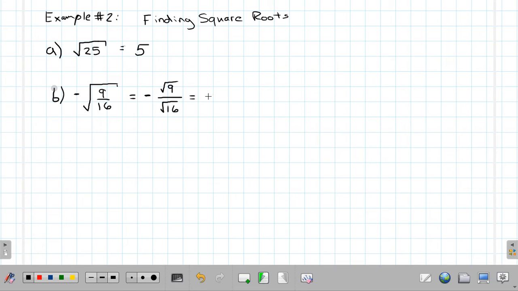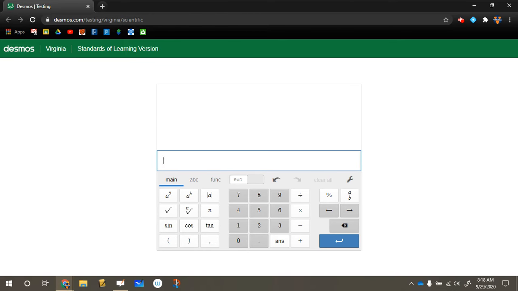Okay, so technically what we have here is we're going to have a negative. Well, the square root of 9 is 3. The square root of 16 we've already seen is 4. So the answer here is going to be negative 3/4, okay, or negative 0.75. But once again, at the same time, if you've got your calculator, you can take square roots of fractions.